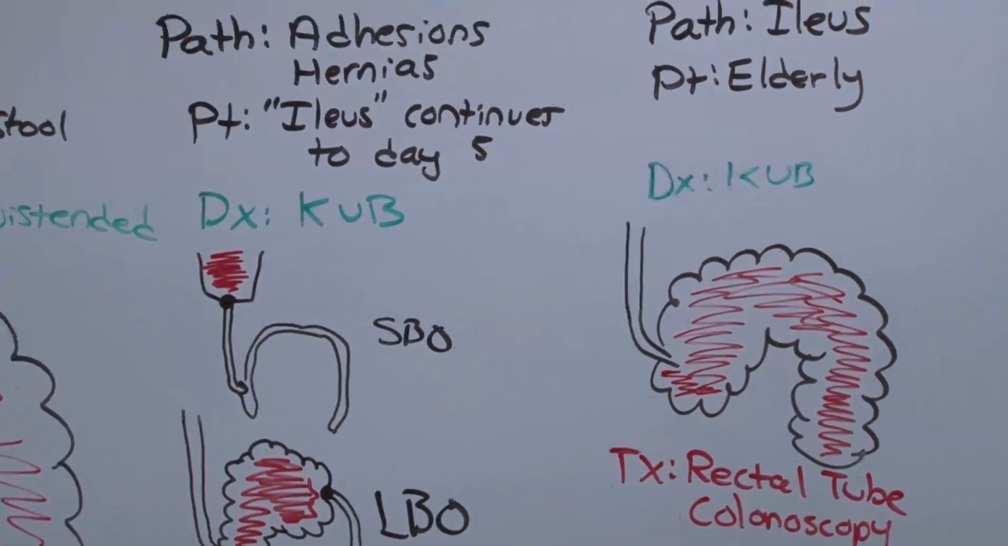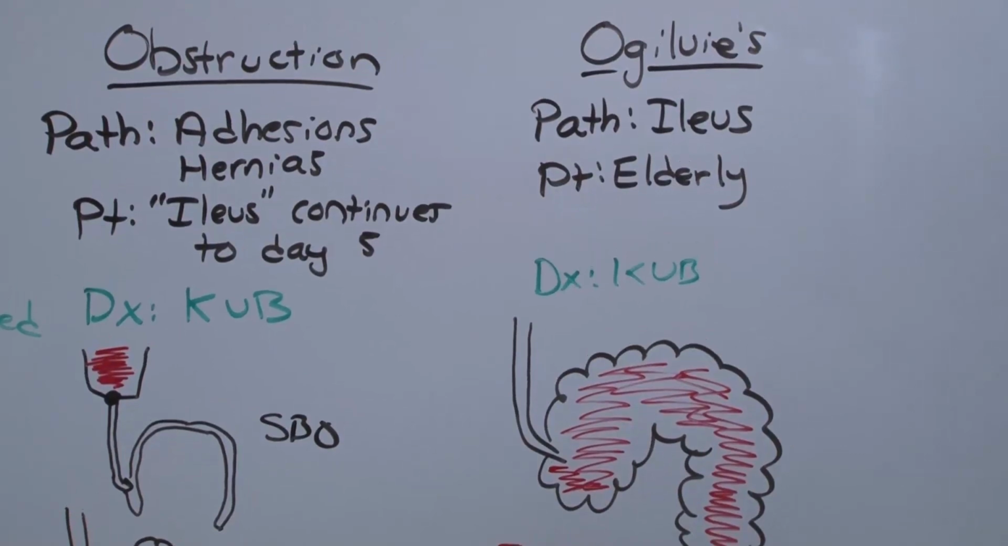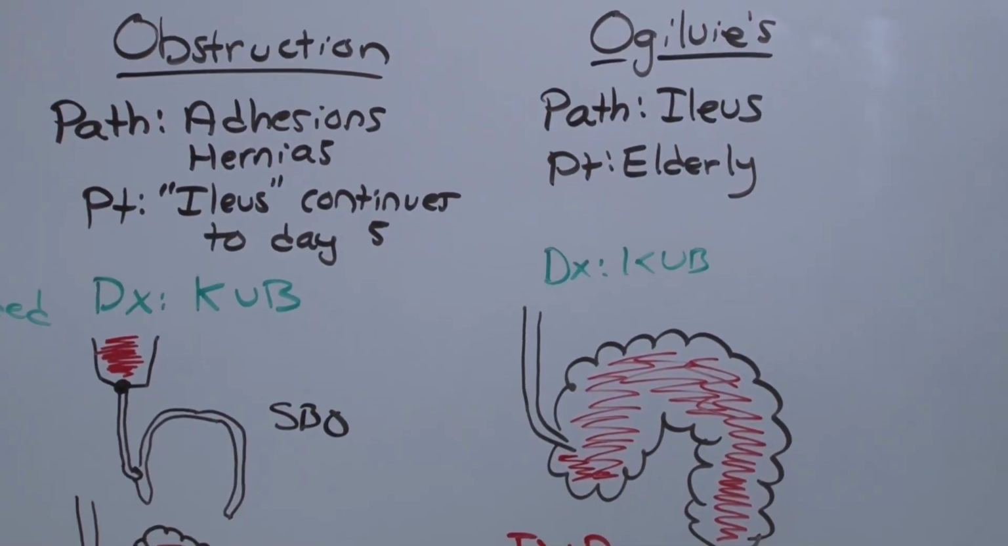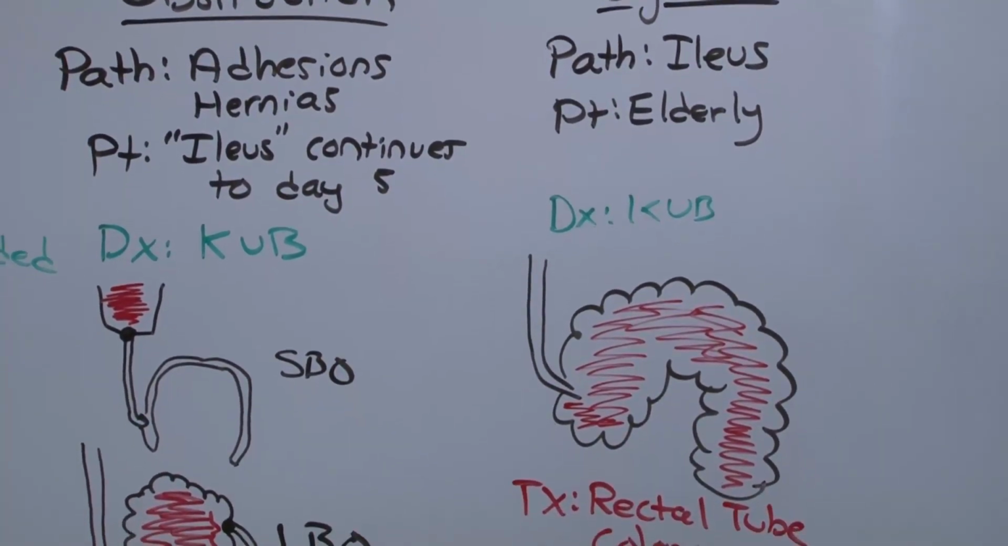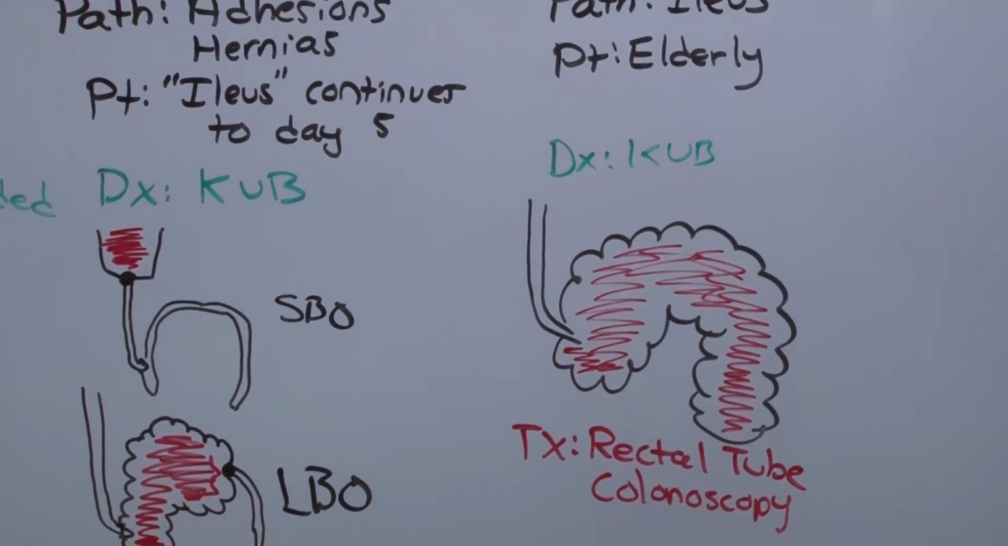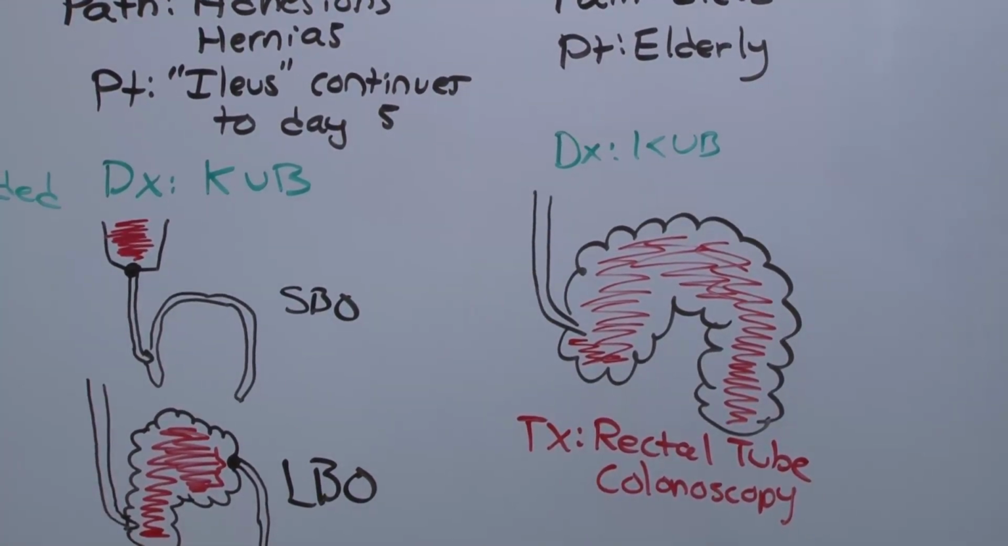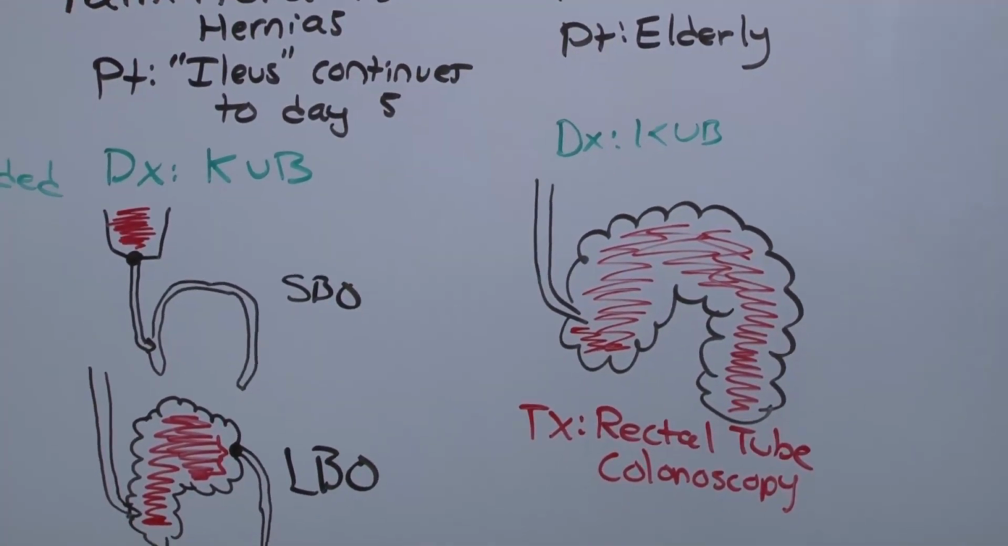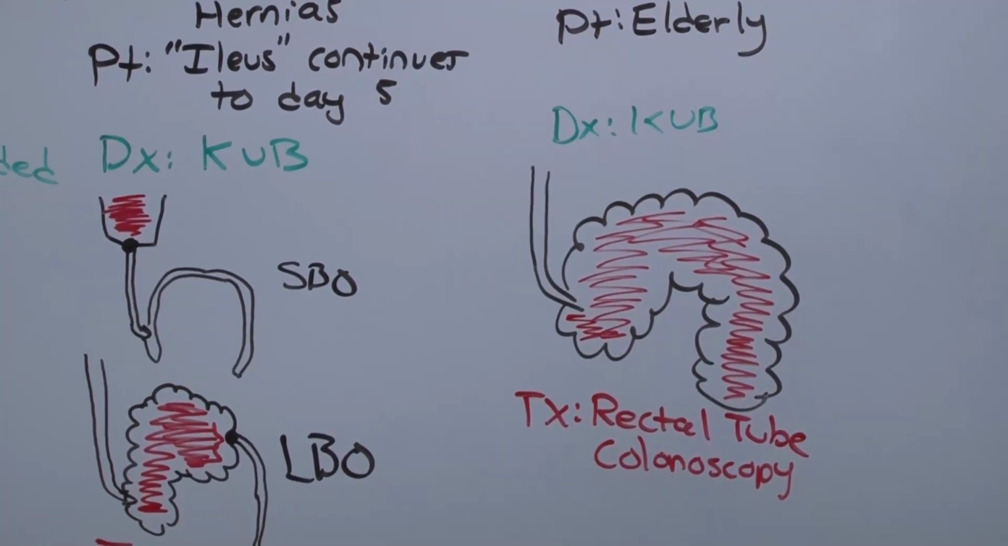And the thing that's going to distract you is Ogilvie syndrome. It is an ileus of the colon occurring in elderly post-op patients. What you'll see is a distended colon. The small bowel is normal and there's no site of obstruction. Decompress them with a rectal tube and get a colonoscopy.